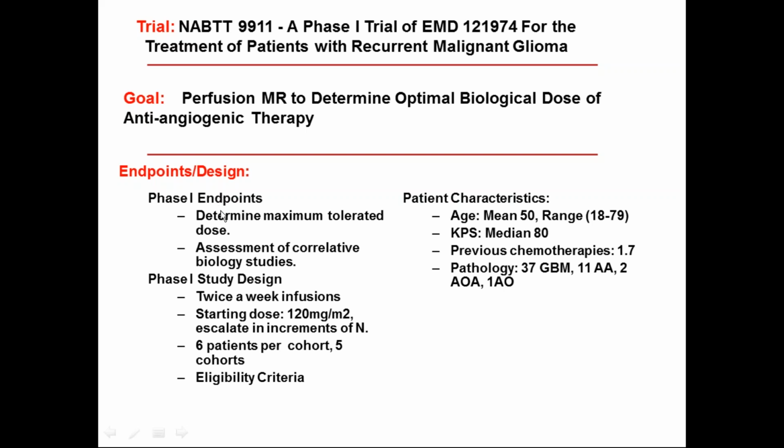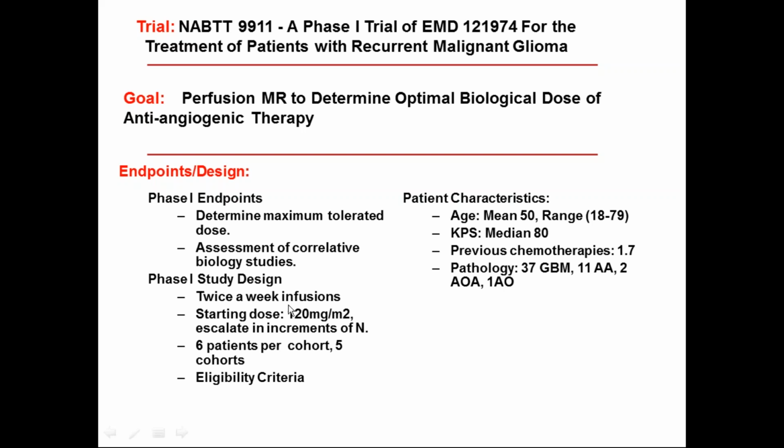So this was a phase 1 study. The primary endpoint was to look at maximal tolerated dose, but we kind of knew going in it probably wasn't a very toxic substance because it's actually just 5 amino acids in a circle, so it's a cyclic peptide. And then we wanted to assess these biological correlates, of which perfusion MRI was one.